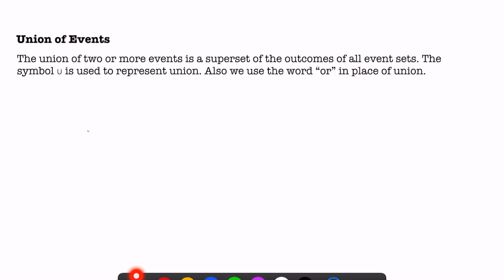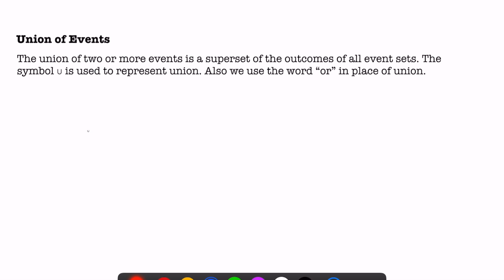Next we'll see the union of events. The union of two or more events is a superset of the outcomes of all the events. This cup symbol is used to represent union. We can also use the word or in place of union. We'll see with one example.